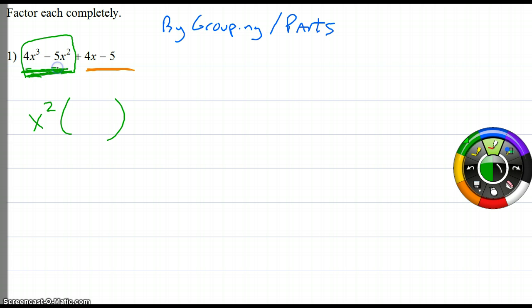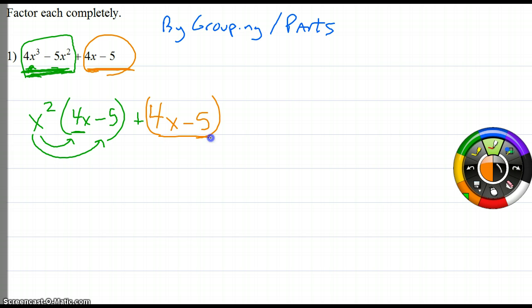There's no common number between the 4 and 5, but they both have an x squared. So x squared times what will give us a 4x cubed? That would be a 4x. And x squared times what will give us a negative 5x squared? That will be a minus 5x. Now, if we look at the second two terms, they don't have anything in common, but look, this term and this term are both common.